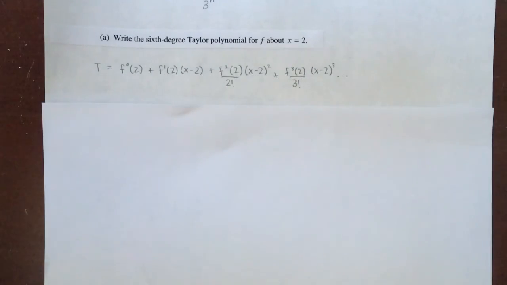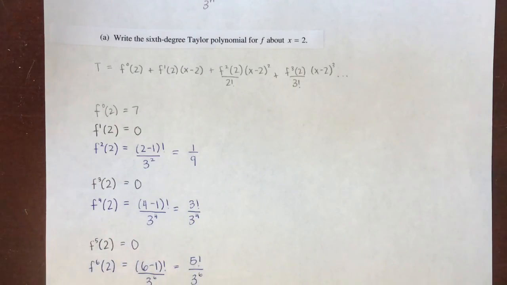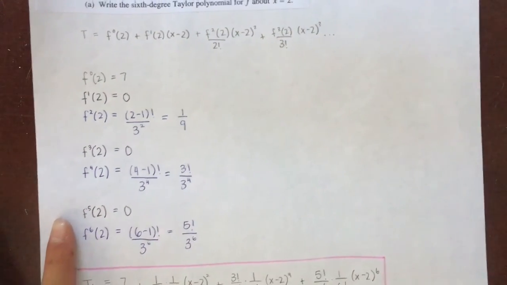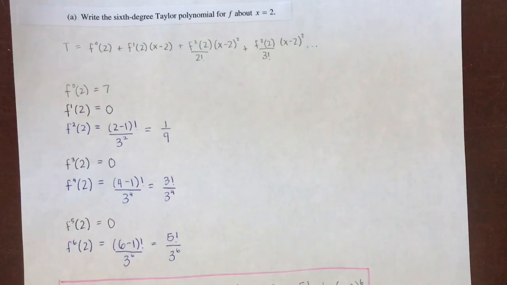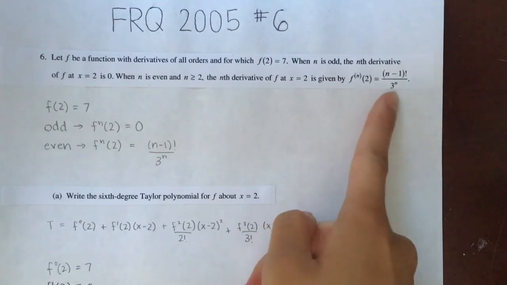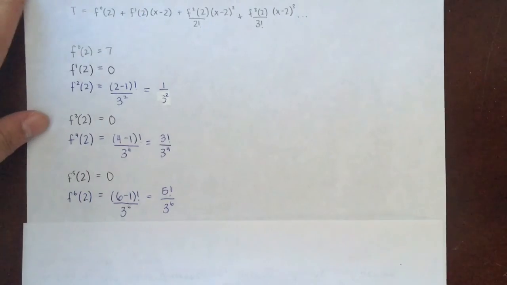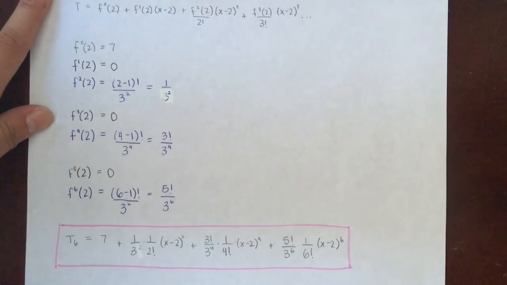So we need to solve for the derivatives of f. Because it asks for the 6th degree, we will stop at the 6th derivative of f. For the odds, it's 0, and for the evens, you plug n into the formula they gave us. That was this (n minus 1) factorial over 3 to the n power. Then we plug those values in to get the Taylor polynomial.